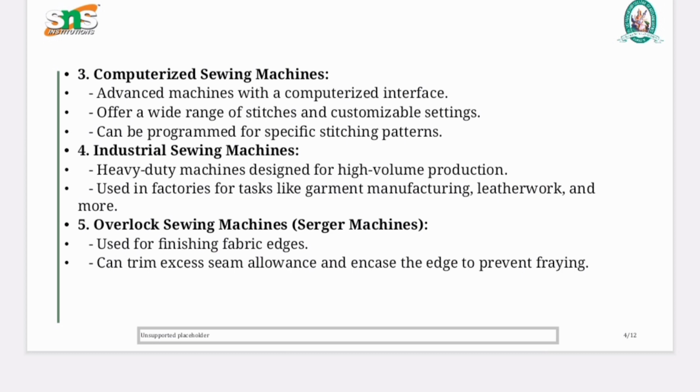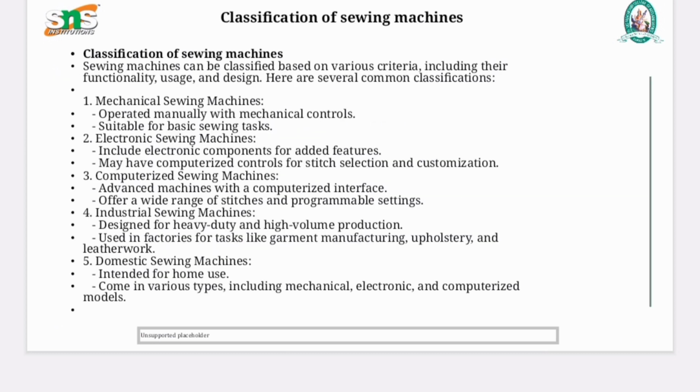Leather sewing machines: heavy-duty machines designed for sewing leather and other thick materials, featuring specialized components to handle tough materials. Single needle versus double needle machines. Single needle machines have one needle for stitching, while double needle machines have two. Double needle machines create parallel lines of stitching.